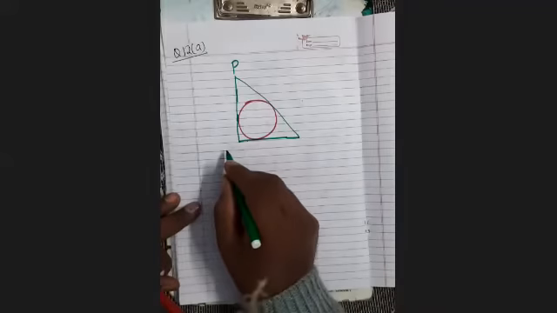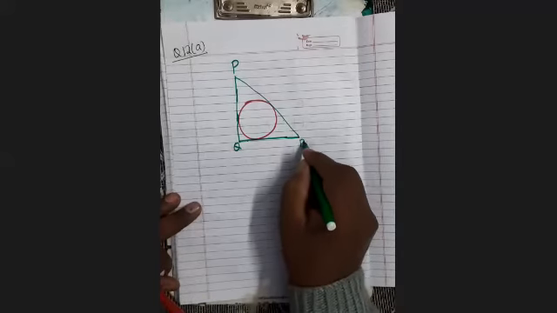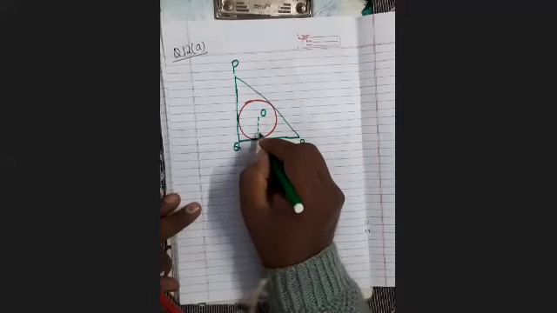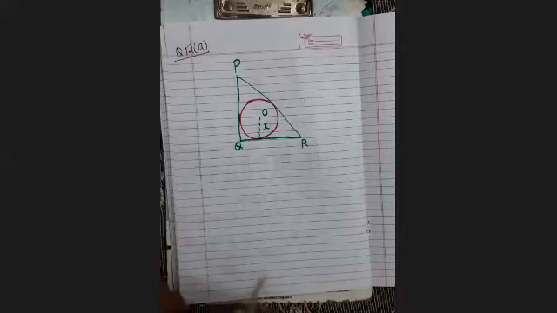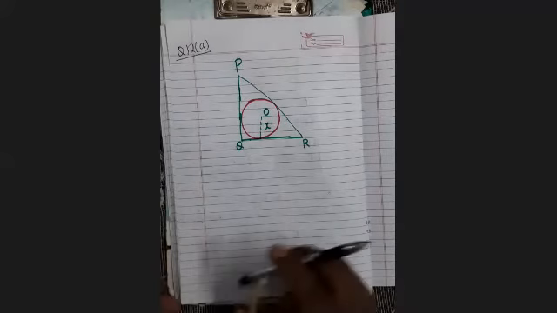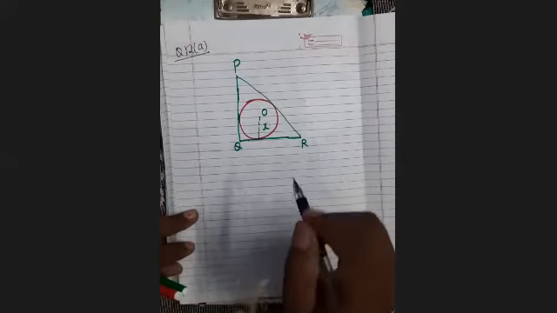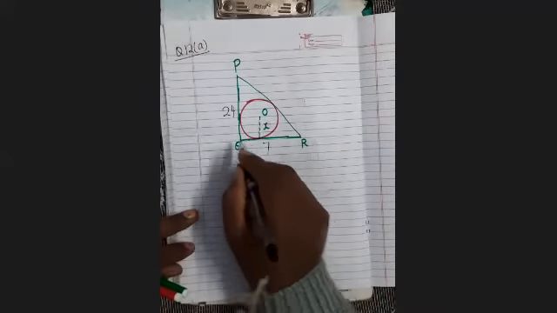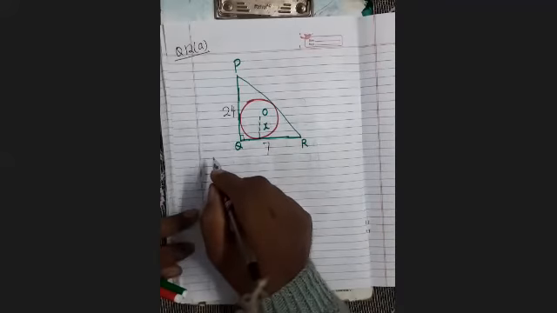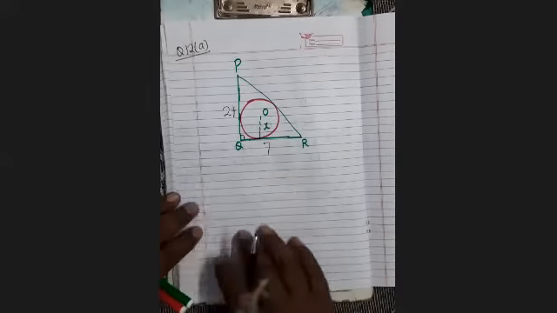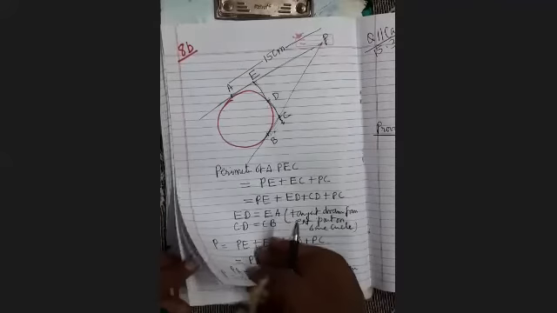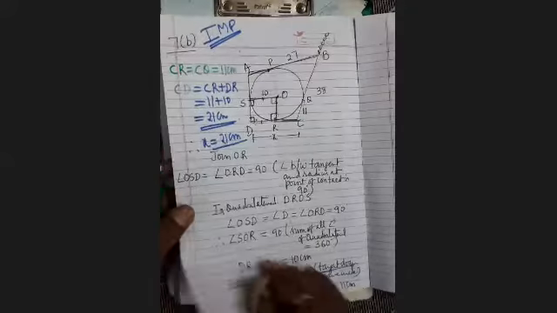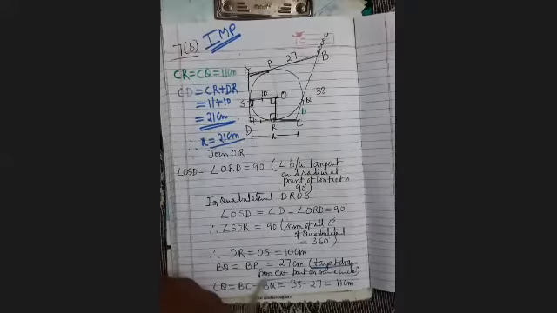This is P, Q, R and this is O. This is X. Now you can see here in the figure given below, PQ equals 24, QR equals 7, angle PQR equals 90. Find the radius of the inscribed circle. So this question is exactly like this one. एकदम इस तरीके से है. This same thing will apply here.